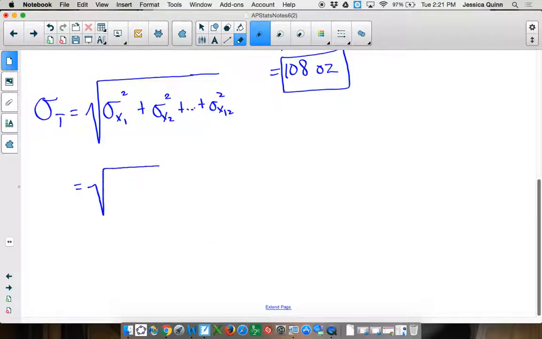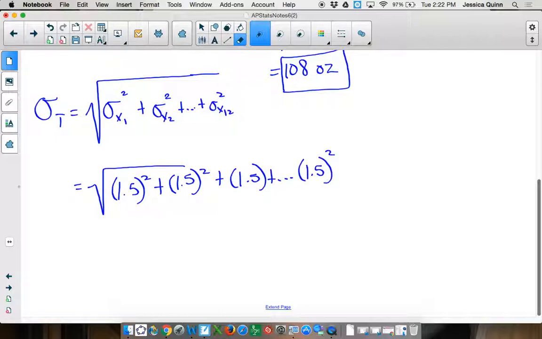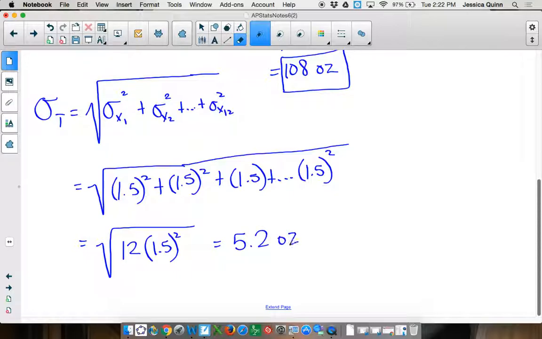So that's gonna be what? What's the standard deviation? 1.5. So 1.5 squared plus 1.5 squared plus 1.5 squared. So it's 12 times 1.5 squared, square root. 12 times 1.5 squared, like that? Yeah. Okay. So you stick that into your calculator and your standard deviation is 5.20. 5.2 ounces. Okay.